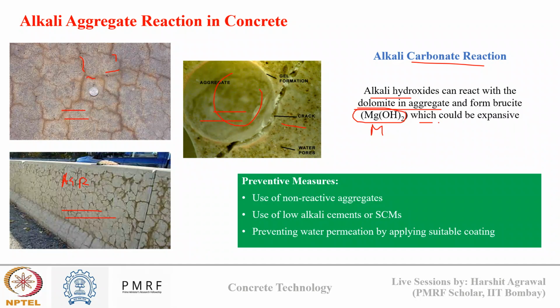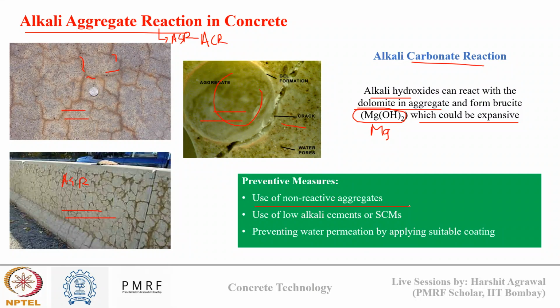Okay, which is expansive in nature. Again, so this again can give rise to alkali carbonate reaction. Now, how can we prevent this alkali aggregate reaction? Alkali aggregate reaction includes both alkali silica reaction and alkali carbonate reaction. How can we prevent them?